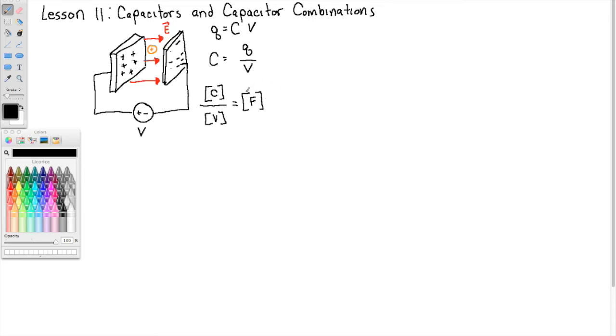Farad, named after Michael Faraday. Okay? And this constant of proportionality, C, we call that the capacitance. So the capacitance is measured in farads.